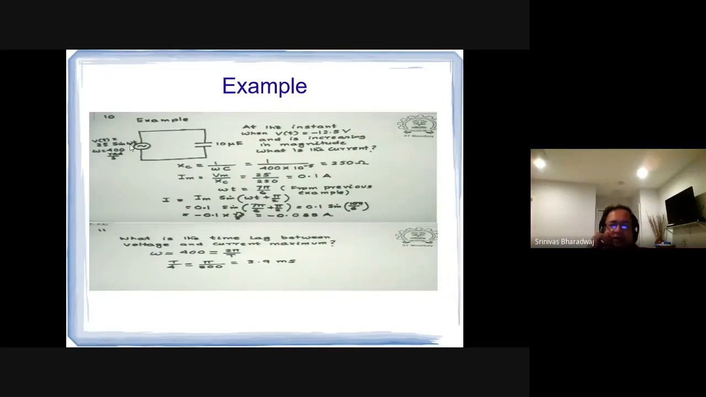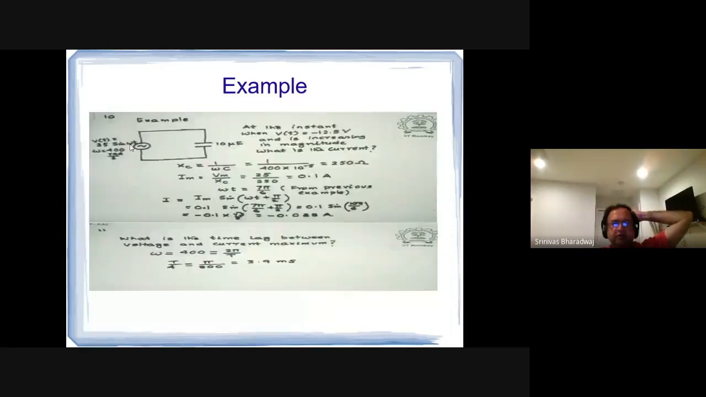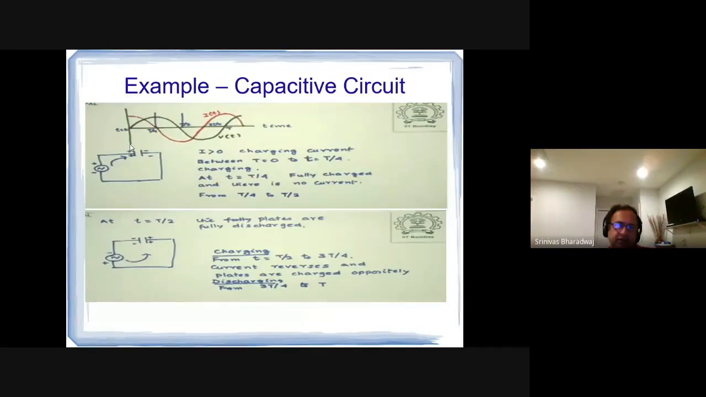Okay, so what is the time lag between the voltage and the current? The time lag is a period by 4, T by 4, right? So it's pi by 2, right? 2 pi is one period, pi by 2 is T by 4. One period is one full cycle, and this is 1/4 of a cycle, right? So it is good to understand what is happening inside the circuit and the math behind it, and that's what this picture was depicting.